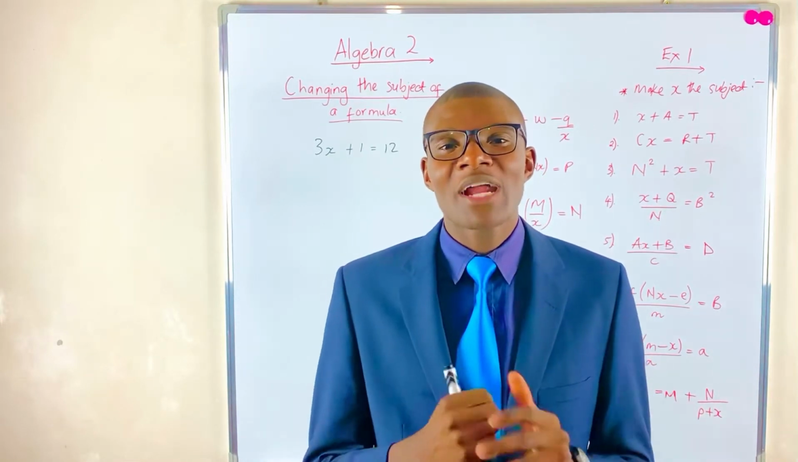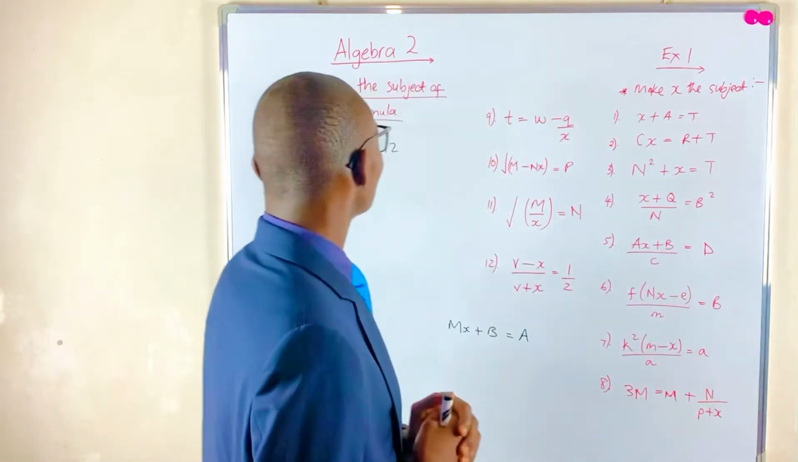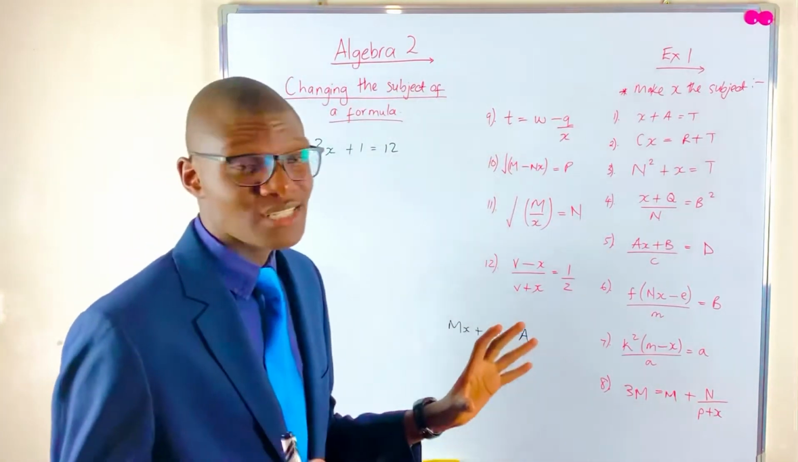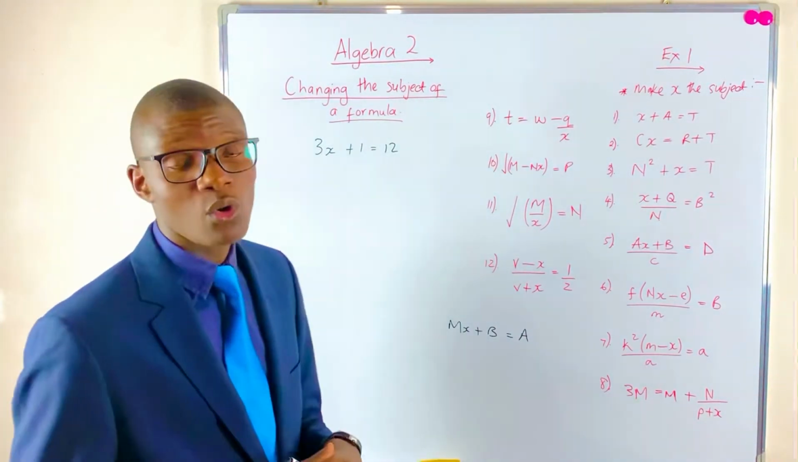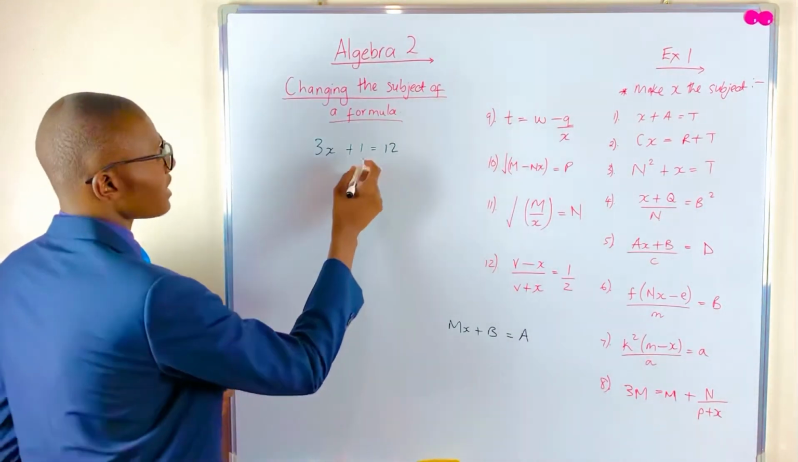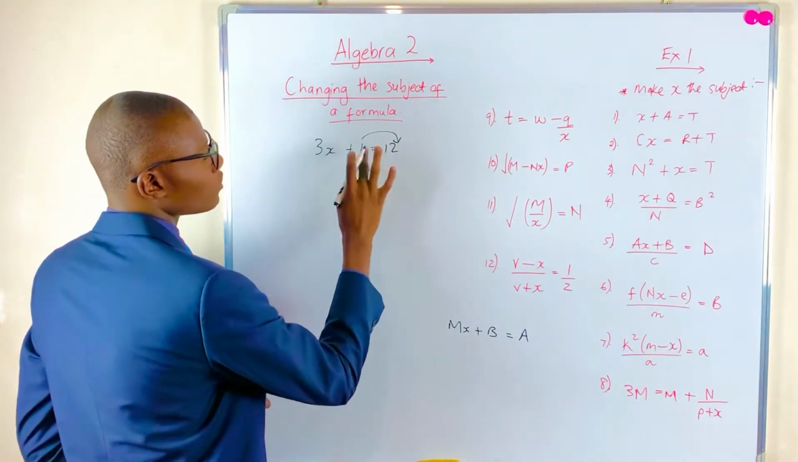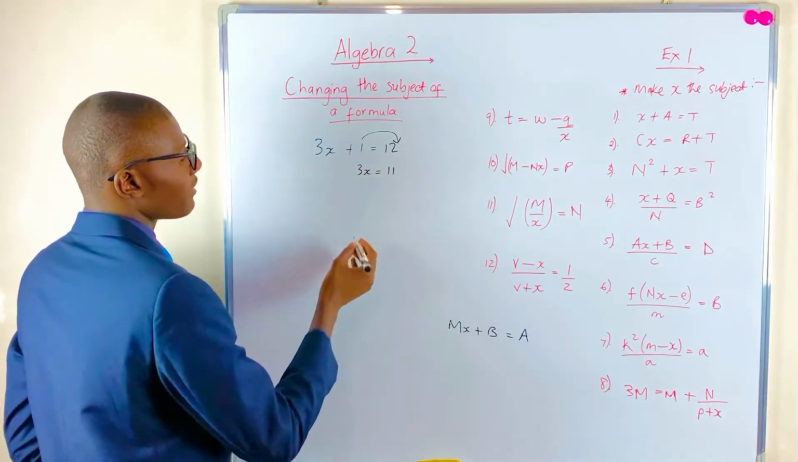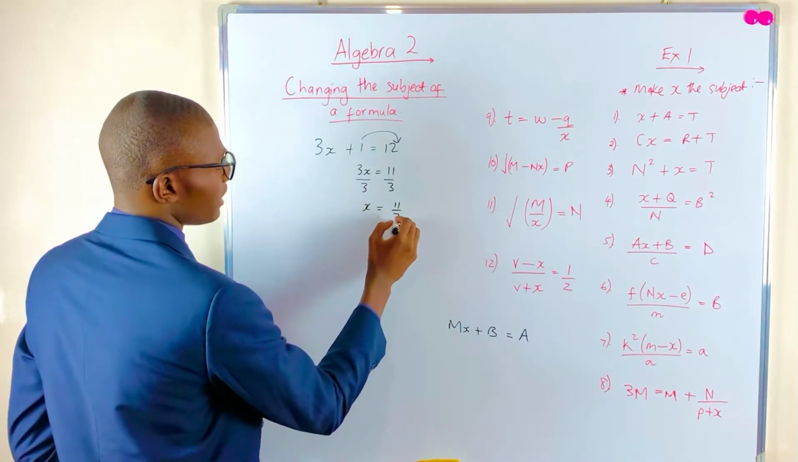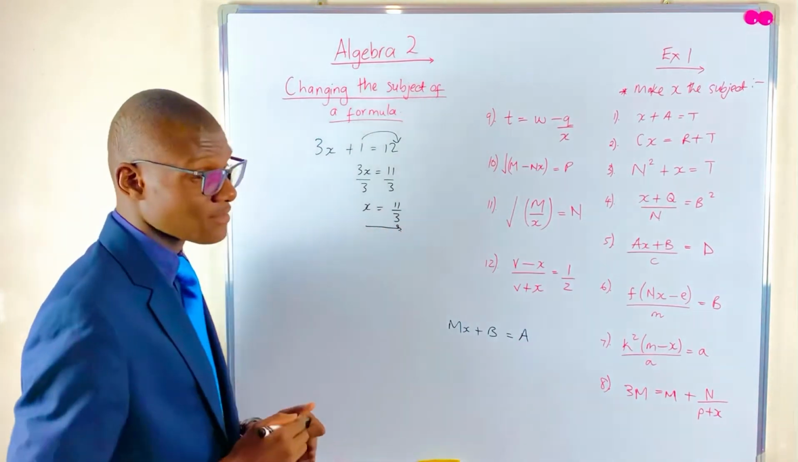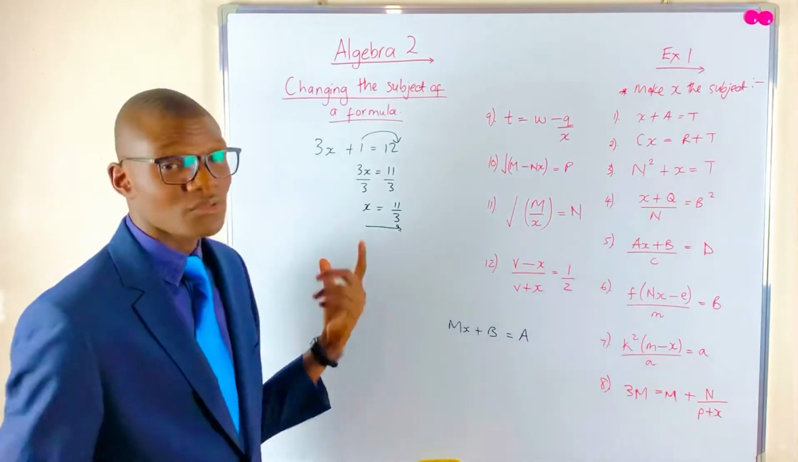Today we're going to talk about how we change the subject of a formula. I'm going to demonstrate with the simple equation 3x plus 1 is equal to 12. Solving for x, we take the 1 to the right hand side, such that we've got 3x is equal to 12 minus 1, which is 11. Then dividing both sides by 3, x would be 11 over 3. So this is the value of x. But what is actually happening is that we've made x the subject of the formula.